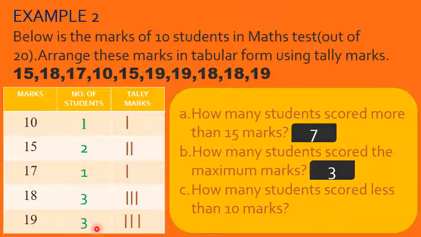The last question is, how many students scored less than 10 marks? Less than 10 marks? Nobody scored less than 10. So the answer will be 0. This is how we can do questions related to tally marks.